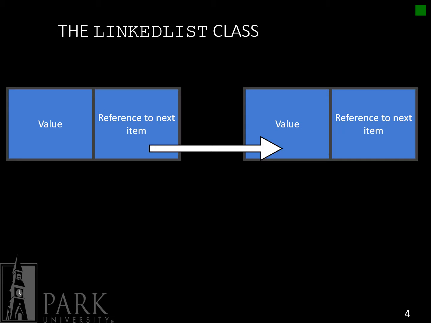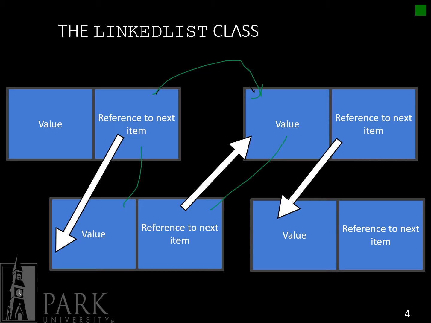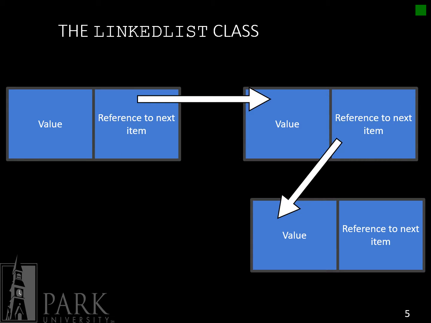The beauty of a linked list is that we can dynamically add nodes to it by simply updating the reference to the next item. Like this. You can see here that we broke the connection between these two, right? And now it's pointing to here, and this one is pointing to here, and this one's pointing to here. So it's really easy to insert and remove items. Or, on the other hand, we can delete nodes by updating or removing them. Like that.